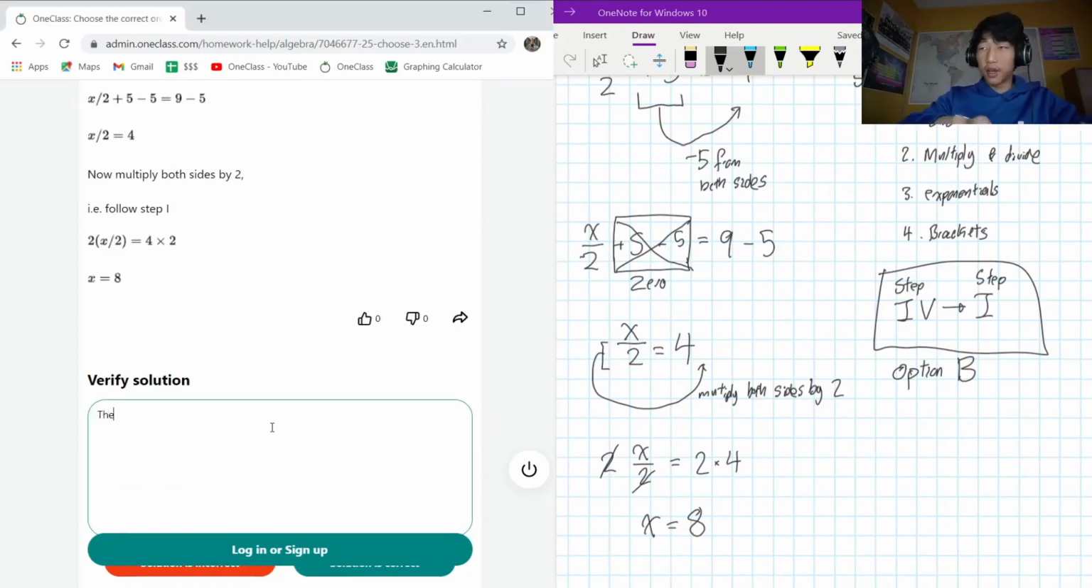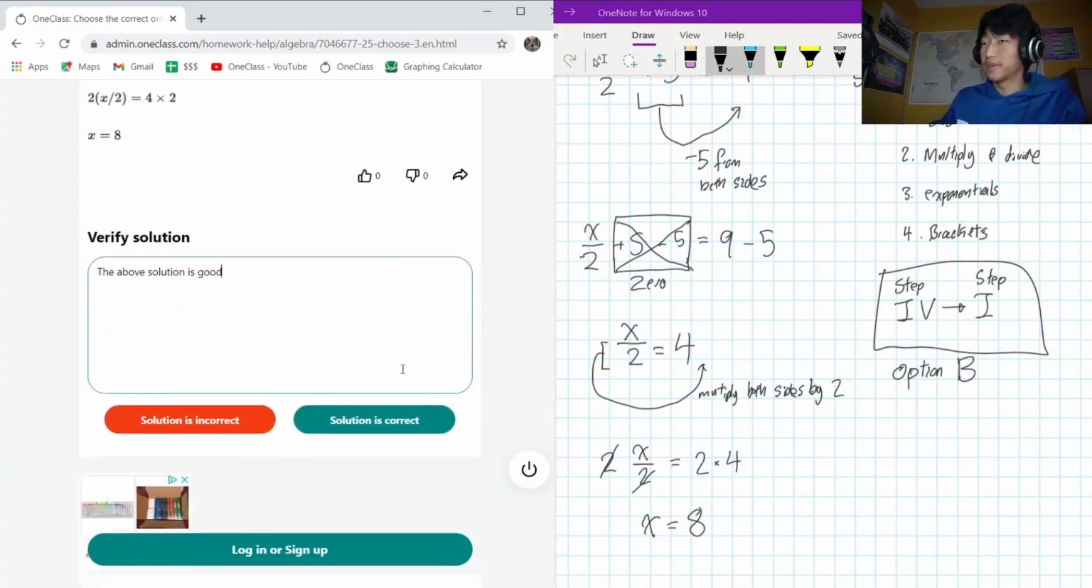Okay, so here the above solution is good. Ain't that a beautiful thing? I think it is.